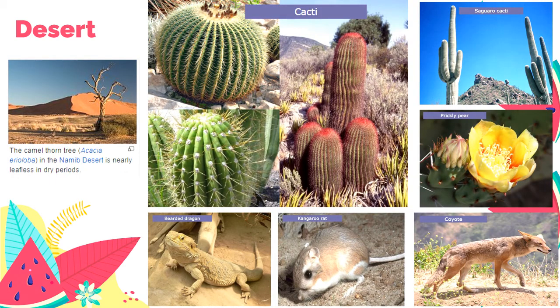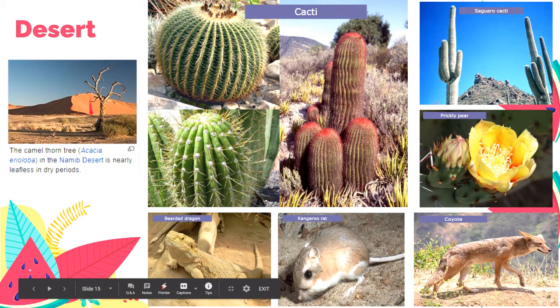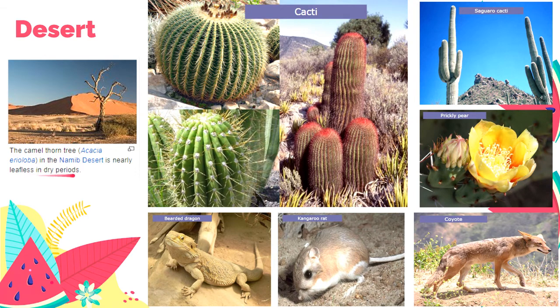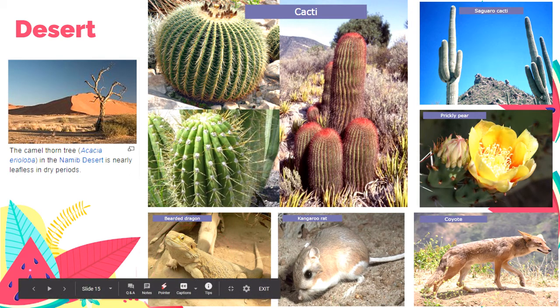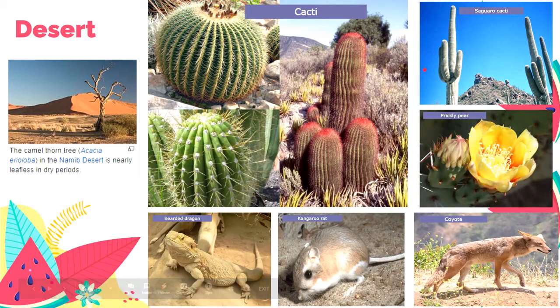So, more examples of xerocoles and xerophytes. A thorn tree in the Namib Desert. It's nearly leafless during dry periods. So you have here more examples of cacti. Bearded dragon, this is a type of lizard that's adapted for the desert. Kangaroo rat, we've mentioned this, and coyote. And then the saguaro cacti, a common staple in deserts.